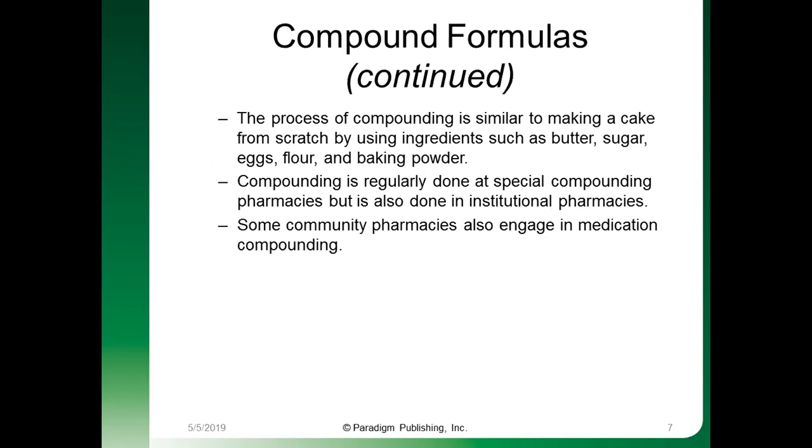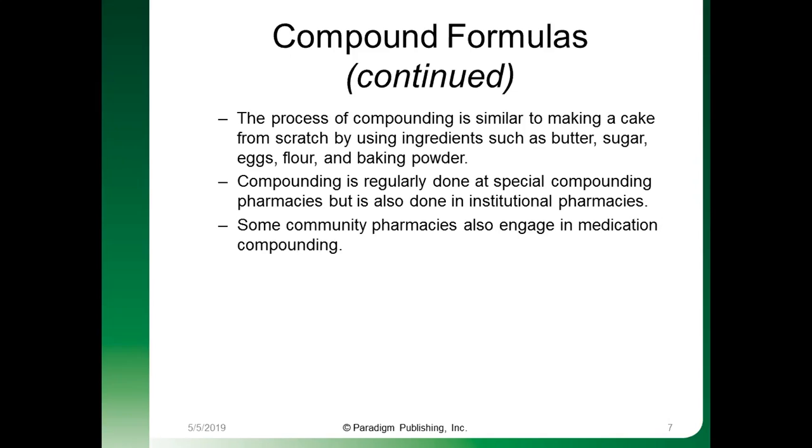The process of compounding is similar to making a cake from scratch by using ingredients such as the batter, the sugar, the eggs, the flour, and baking powder. So compounding is regularly done at special compound pharmacies, but is also done in institutional pharmacies. Some community pharmacies also engage in medication compounding. So again, compounding is basically like following a recipe. You're going to get all your ingredients, you're going to measure everything that you need for that recipe, and you're going to mix it.